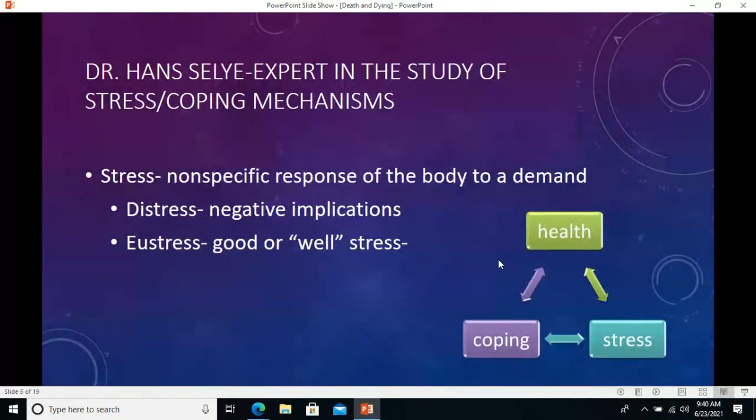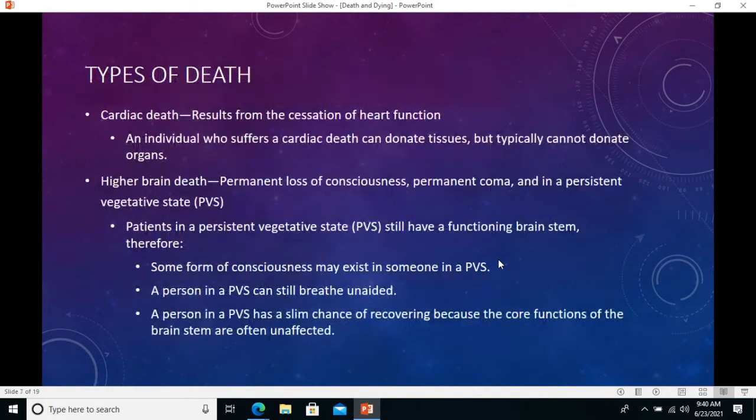All right, Dr. Hans Selye, an expert in the study of stress and coping mechanisms. This is kind of what I was just talking about, right? So stress, non-specific response of the body to a demand. And there's good stress and bad stress. So distress has negative implications. So maybe it raises your blood pressure, raises your heart rate. Eustress, and that's good or well stress. Those are situations that kind of help us grow into a better person, even though they're stressful at the time.